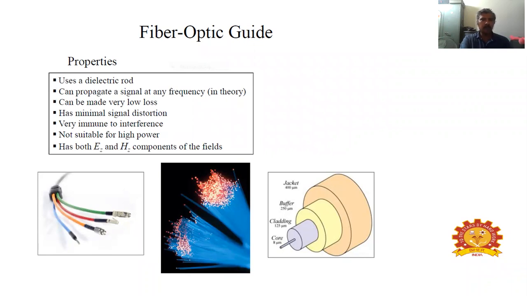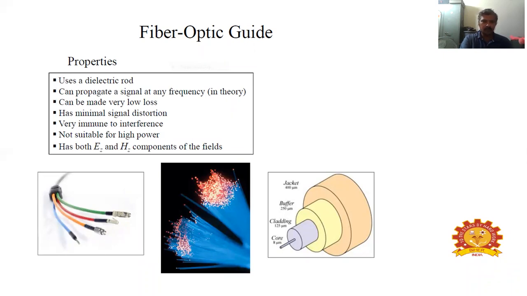Can be made to have very low loss. Has minimal signal distortion. Very immune to interference. Not suitable for high power. Has both Ez and Hz components of the fields. So it has all the positive points. That's why it's widely used for transmission lines.